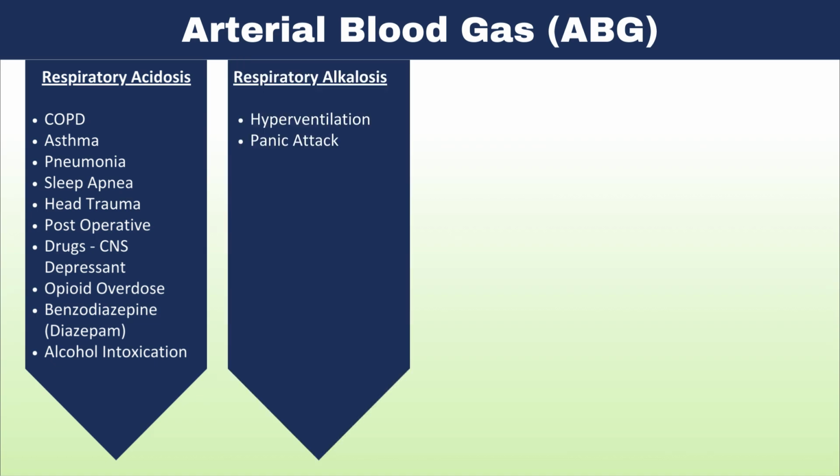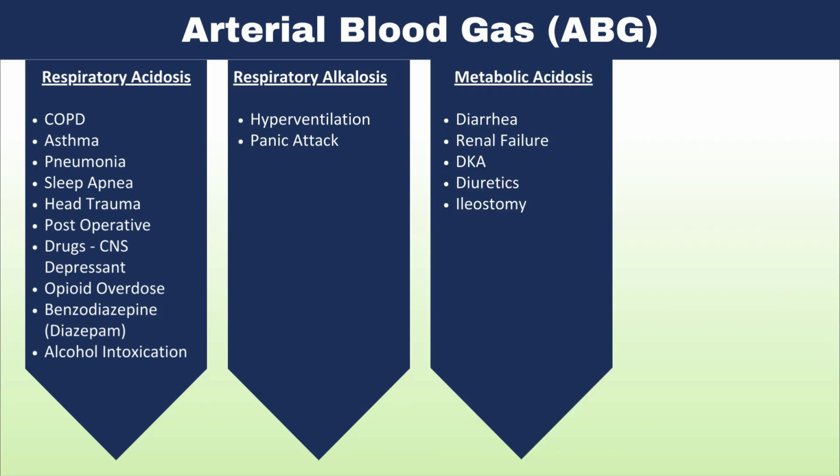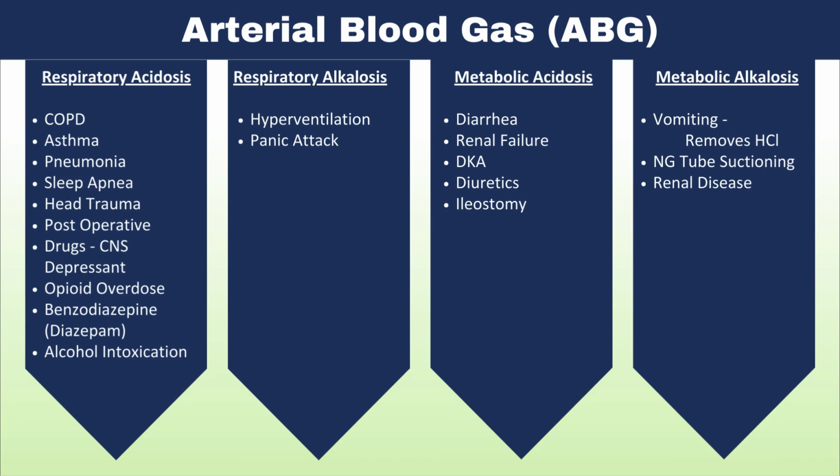The cause of respiratory alkalosis is hyperventilation. If the patient is breathing too fast, it can cause respiratory alkalosis, especially in case of a panic attack. Causes of metabolic acidosis are diarrhea, renal failure, diabetic ketoacidosis, diuretics, and ileostomy. In this condition, the inability of the kidney to retain adequate bicarbonate causes metabolic acidosis. Causes of metabolic alkalosis are vomiting, where hydrochloric acid is removed from the body, NG tube suctioning, and renal disease. In such a condition, the kidney is not able to excrete excess bicarbonate from our body.